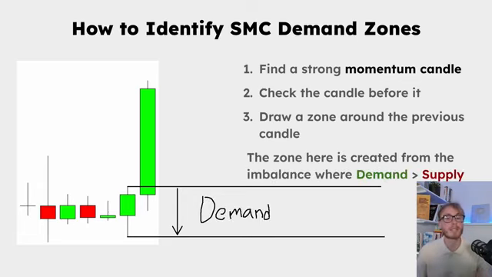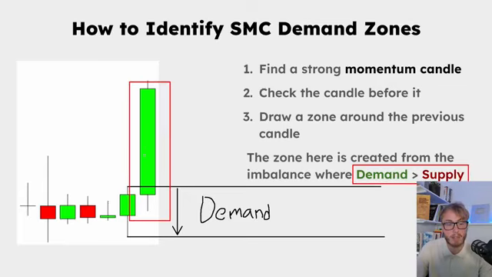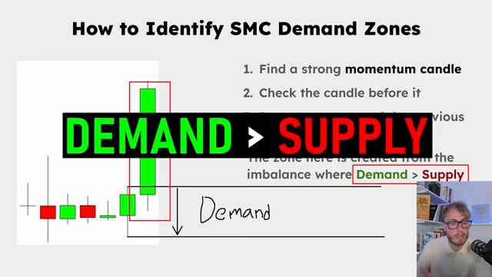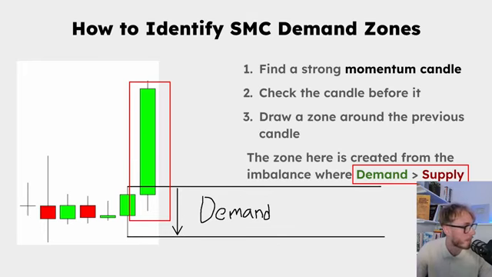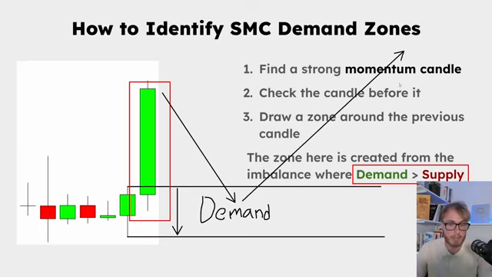And this demand zone right here is a zone of imbalance where demand is greater than supply. Because in order to create such a large candle like right here, we need to see far more demand than supply. And the theory goes that when the price eventually comes down and goes back to the demand area, since this has been a zone of imbalance in the past, we expect demand to come in at this area in the future as well and push the price up.